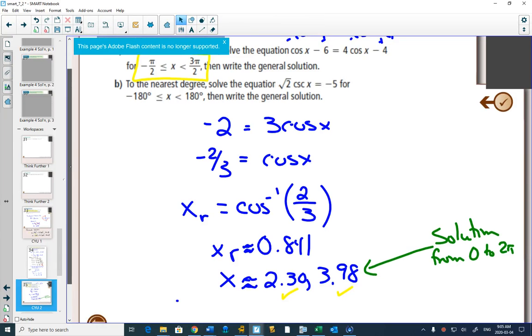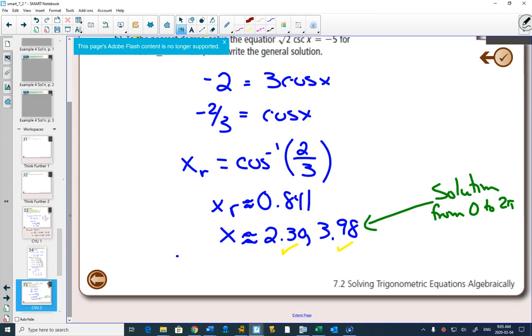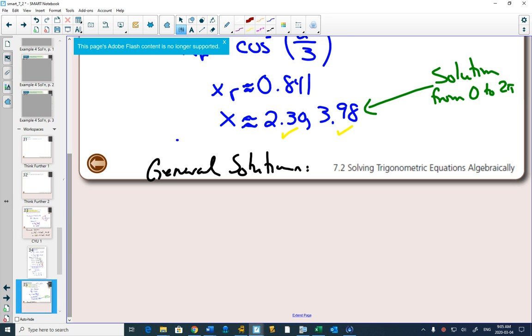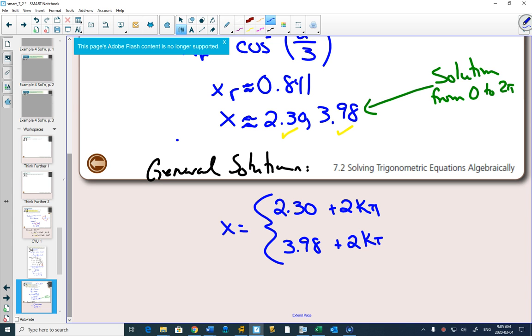Then write the general solution. For the general solution, you take your answers between 0 and 2 pi, which we have right here, 2.30 and 3.98. And since we're in radians, add 2k pi, where k is an integer.